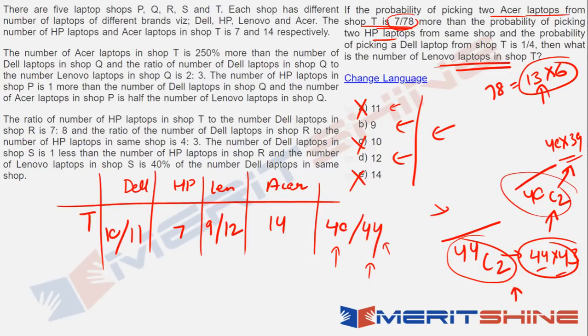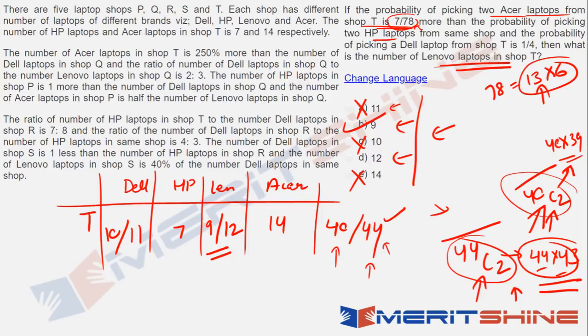So I have not used anything in probability here. You can cross check, the 9 here would satisfy, 12 would be ruled out, but I am saying you can do it merely by observation. First you eliminate 3 options because they do not give you an integer value for the number of Dell laptops. Then you are left with 9 and 12. If you have got 12 here, then the total number is 44. 44 means that the denominator in both these probabilities would be 44C2. 44C2, 44 into 43. This is never going to give you a denominator of 78. It can only be achieved by this 40C2.